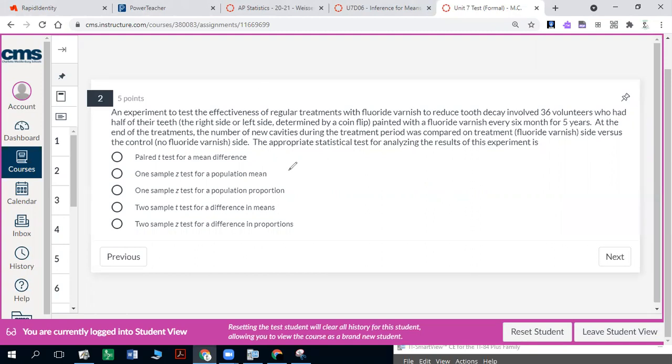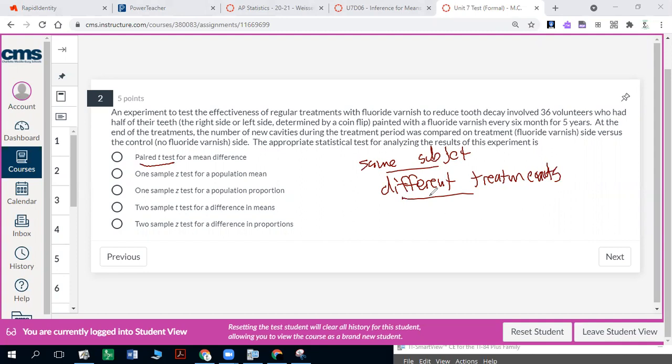Well, this is going to be a paired test. Anytime you have the same subject, there's going to be different treatments. That's a paired t. So same subject, different treatments, comparing one to the other. That's going to be a paired t. So it'll be that one there.